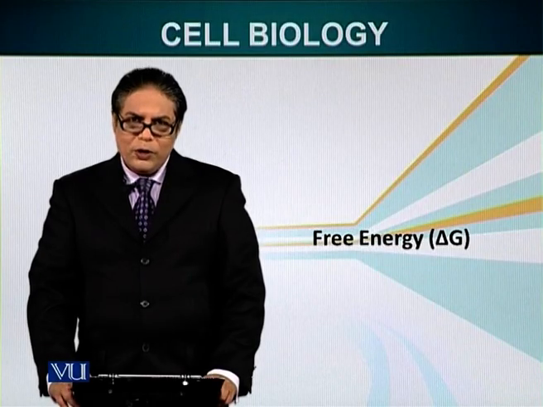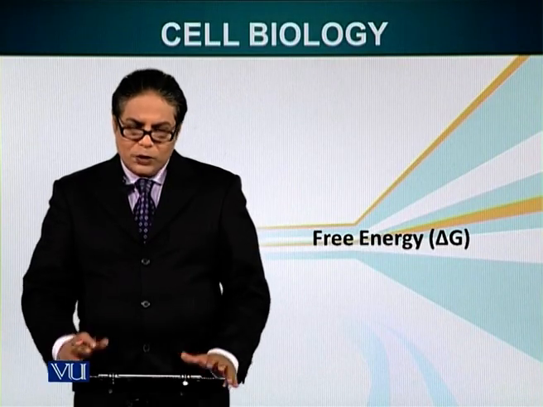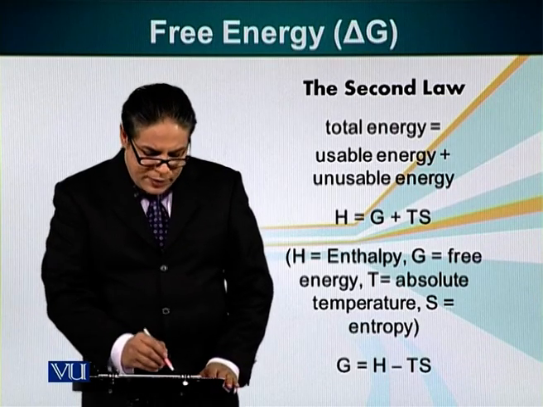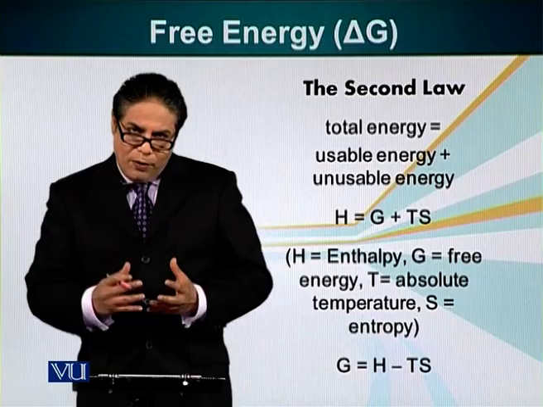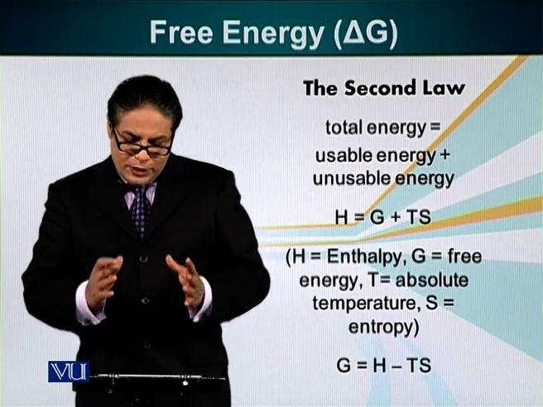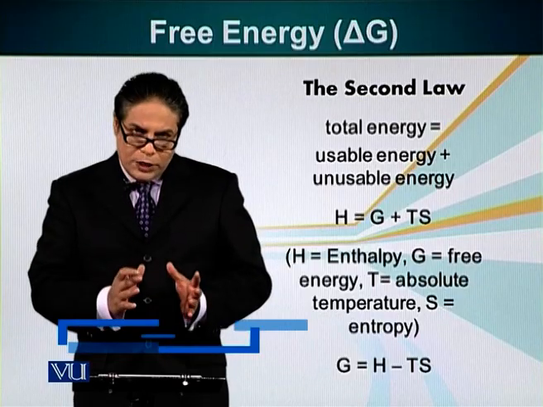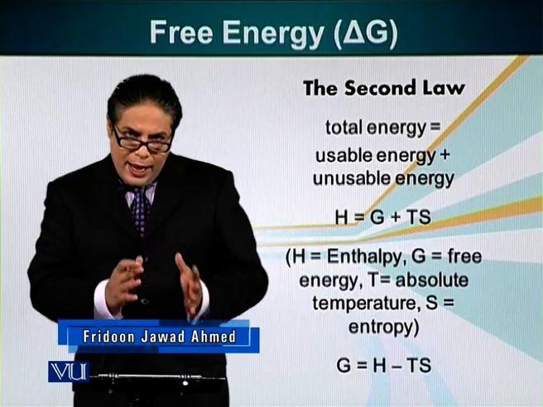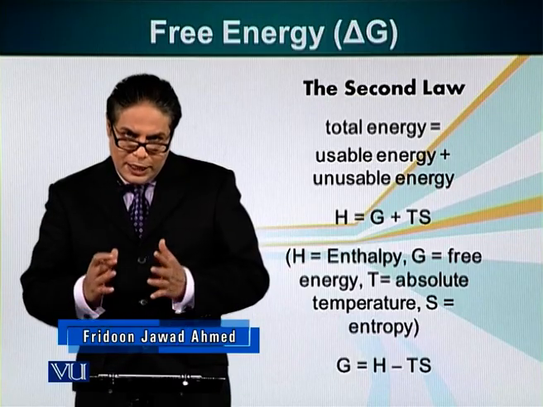In the previous module, we talked about free energy. Let's talk about free energy a little further. Free energy, we said, is derived from the second law of thermodynamics, which stated that the total energy of the system equals unusable energy plus the usable energy. H equals G plus TS.